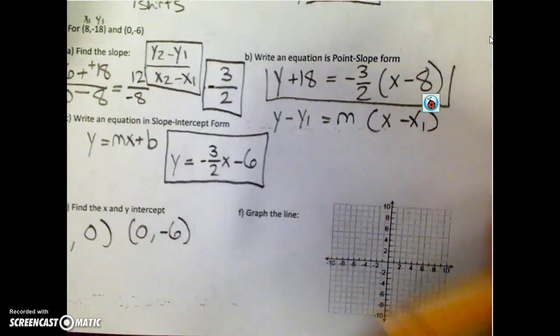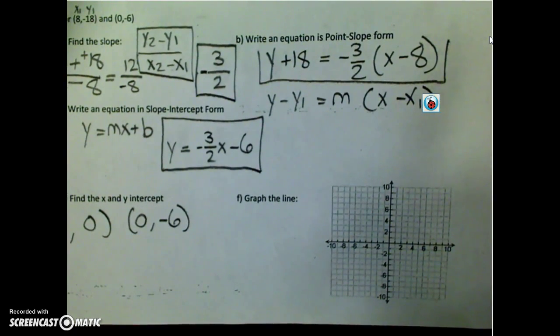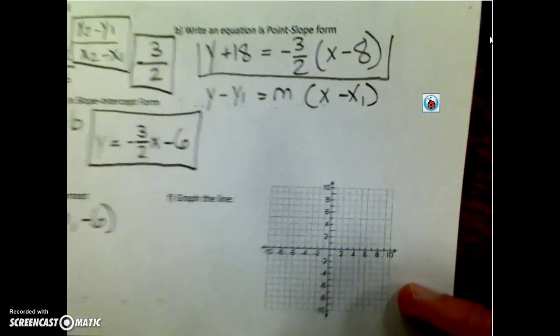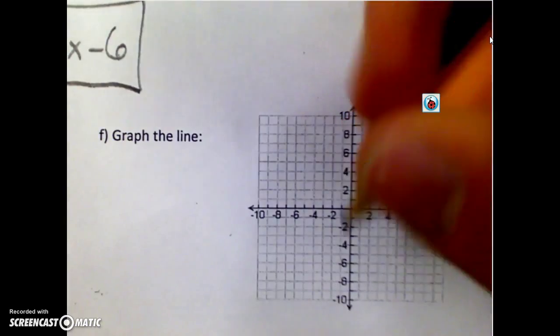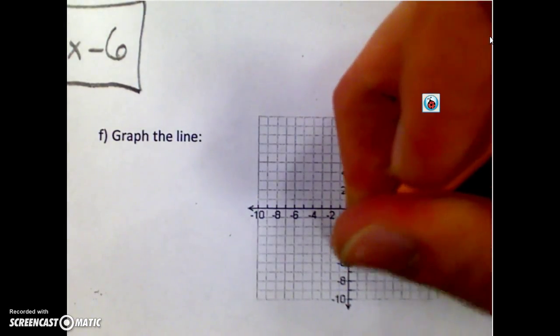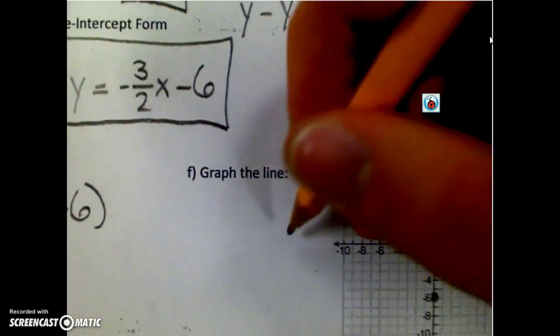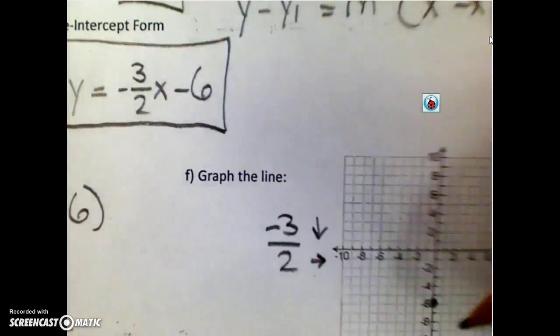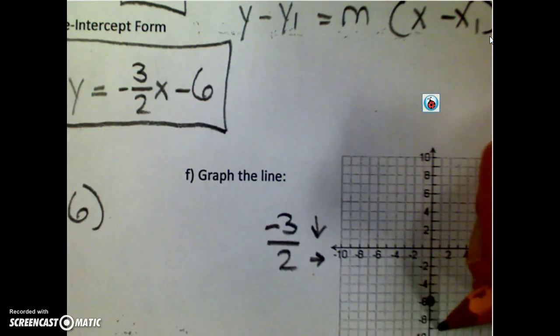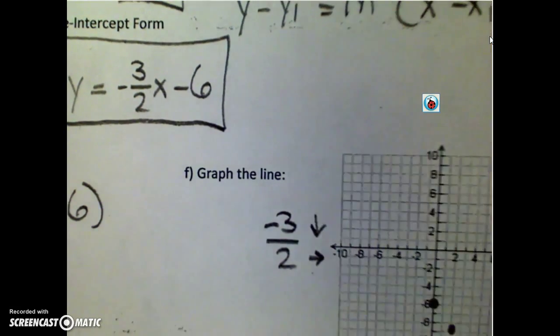All right, so let's graph this line, see if maybe our x-intercept shows up that way. Maybe it's a whole number. Maybe it's not. So we have our y-intercept -6. Now my slope here is -3/2. That tells me to go down 3 to the right 2. Down 1, 2, 3 to the right 2.